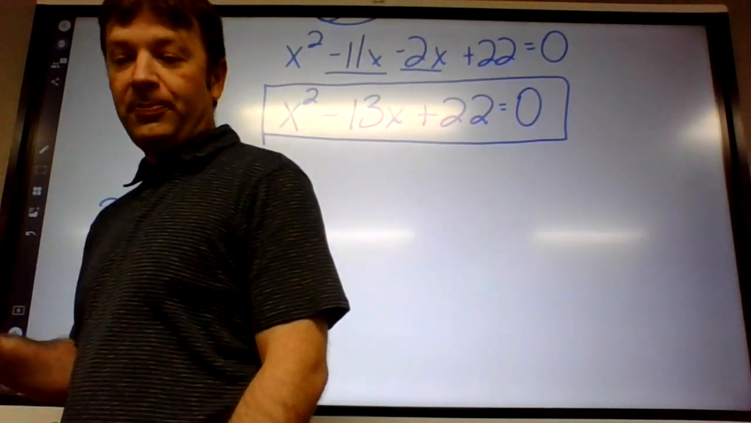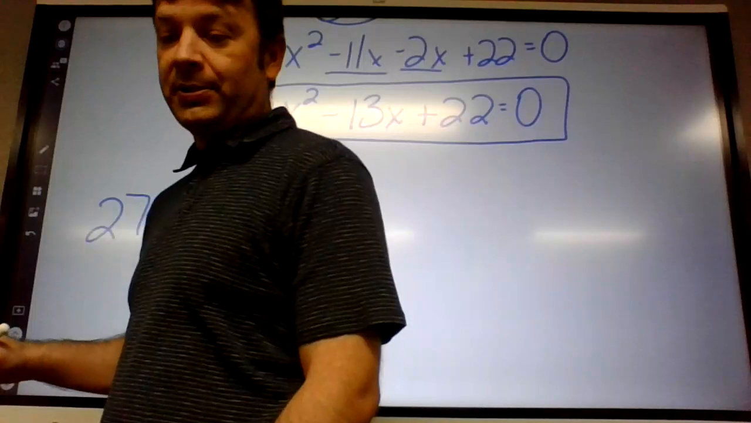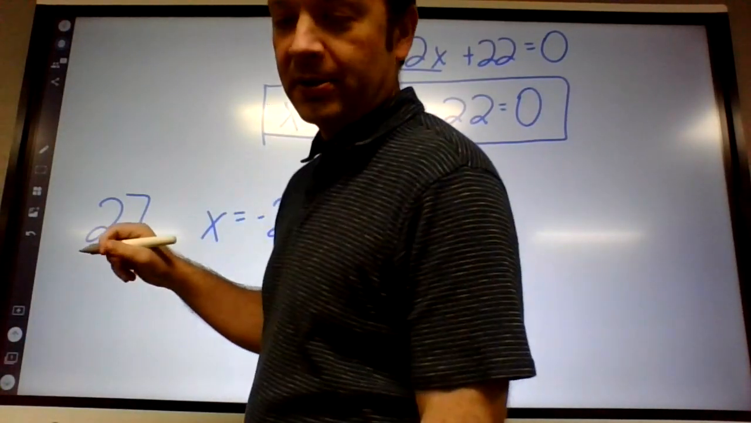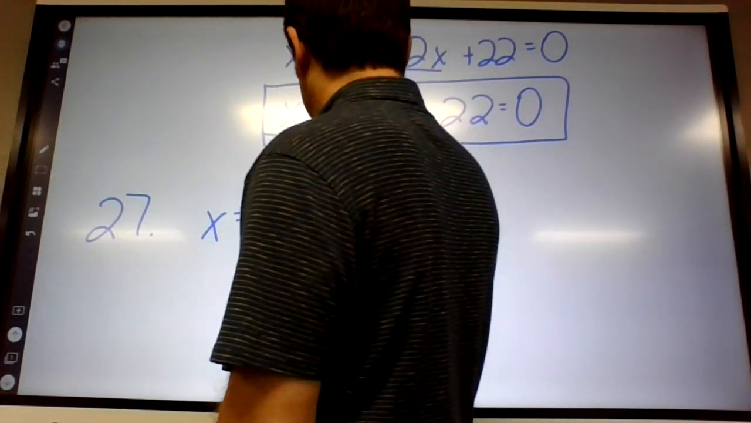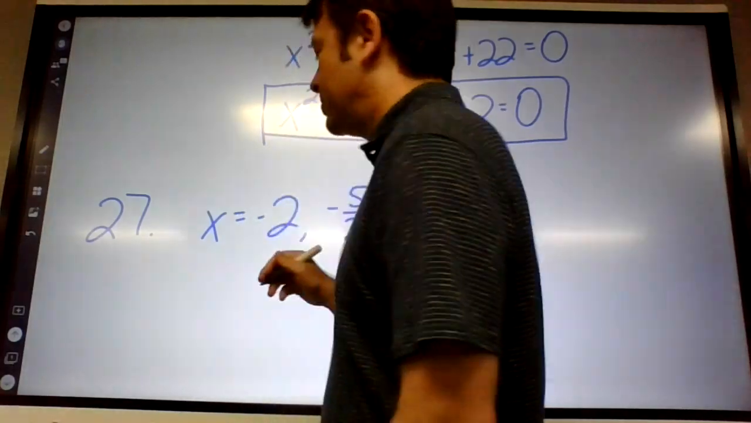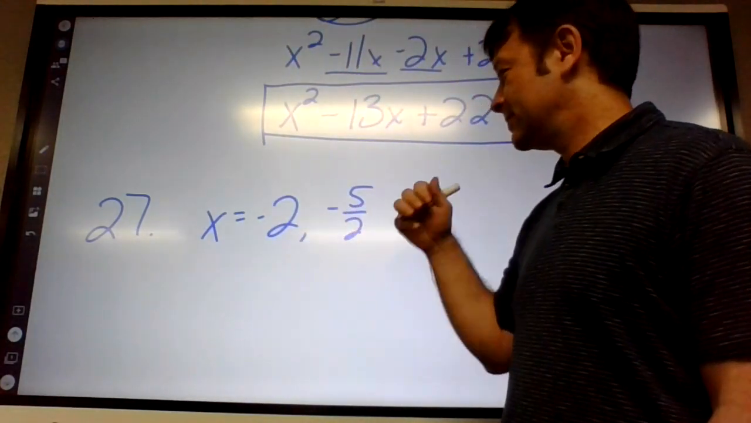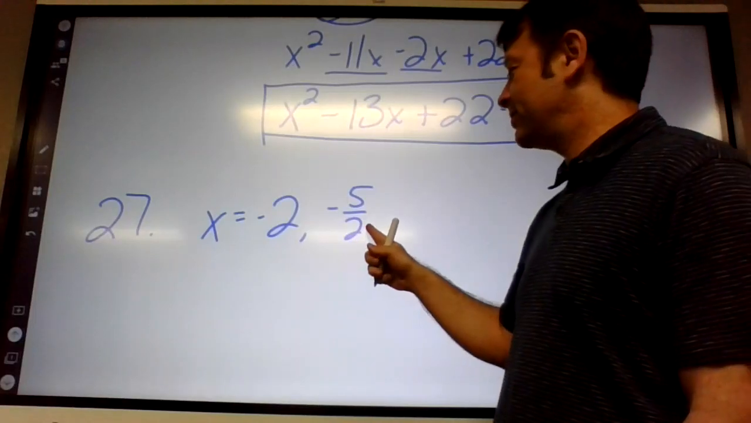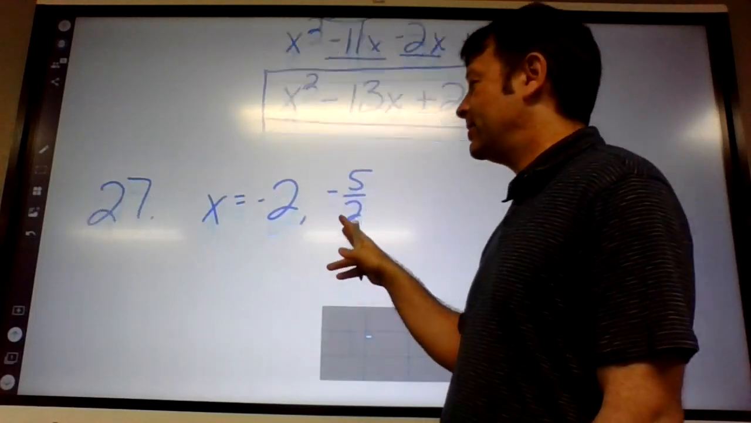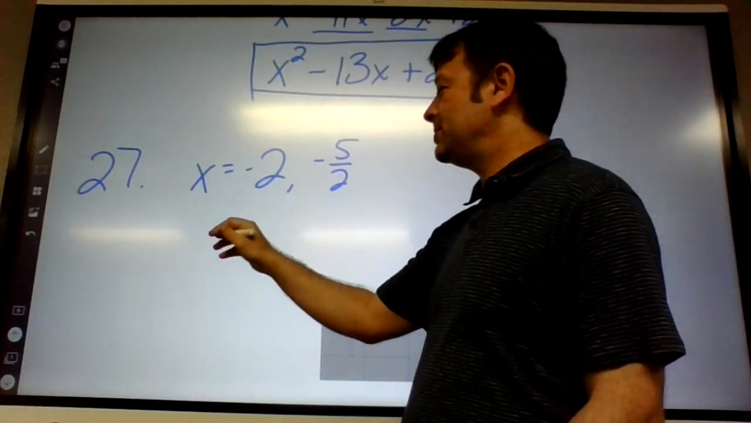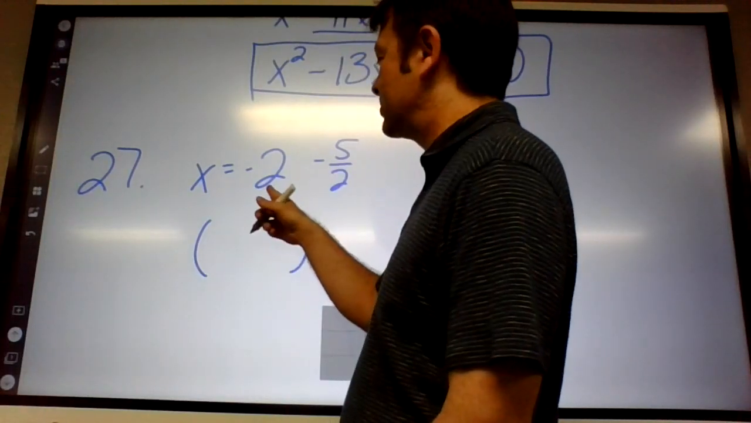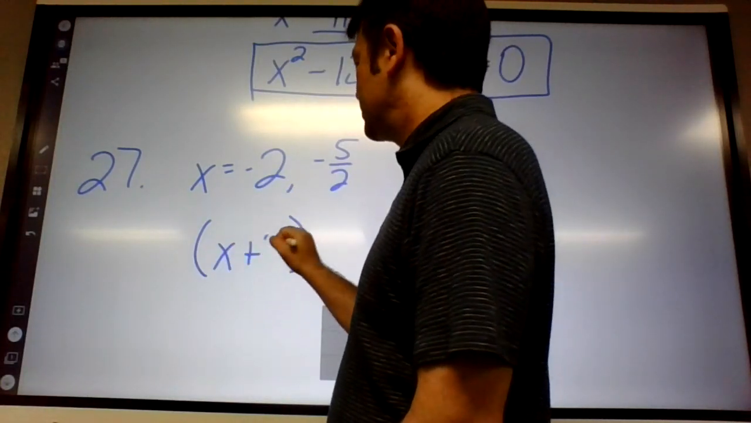Okay, now we're upping it to hard mode, guys. Well, actually, there's only one of them that's hard. It's -5/2. But 28 has two of the fractions. I don't know if we can handle this. Actually, I have a good idea. Let's start with the easy one. If -2 is an answer, what's one of the factors? X plus 2.